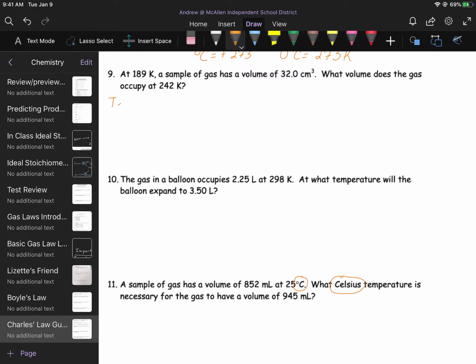So, just like always, we're going to fill in what we know. Temperature 1, volume 1, temperature 2, volume 2. Now, our temperature 1, that's the one we're starting at, 189 Kelvin. It's already in Kelvin, so we don't need to make any changes. And the volume that matches that is 32.0 cubic centimeters. Now it says what volume. That's going to be the one we don't know. So the volume is unknown. Does the gas occupy at 242 Kelvin?